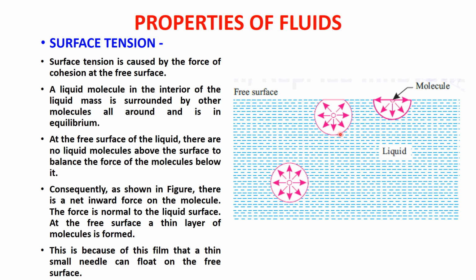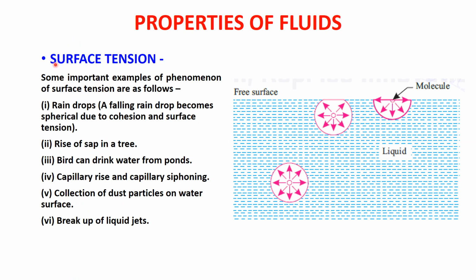This is due to the force created by the downward fluid on the particular pin or needle, and therefore it floats over the surface of water. Some important examples now for the phenomenon of surface tension, for actually understanding the meaning of the surface tension property of fluid. First is raindrop. A falling raindrop becomes spherical due to cohesion and surface tension.